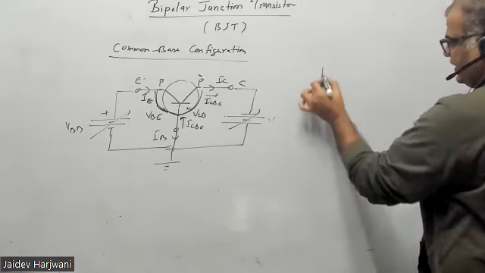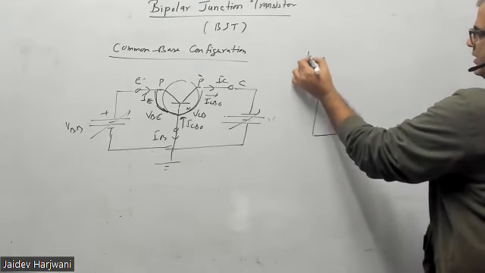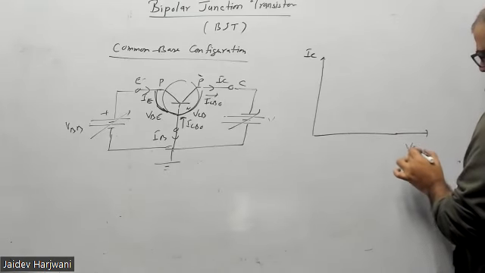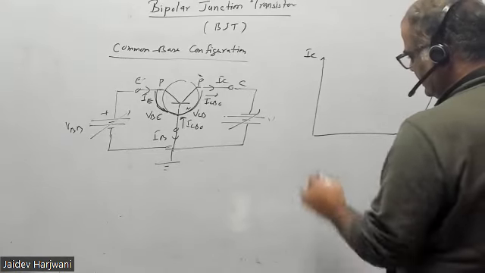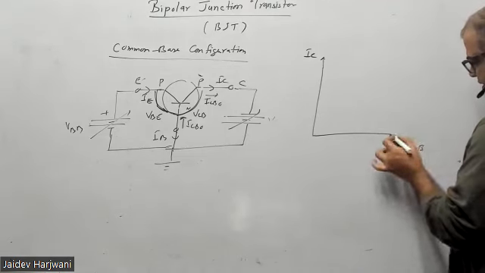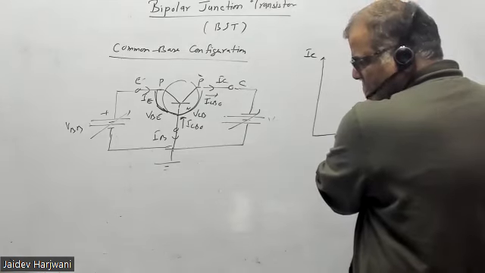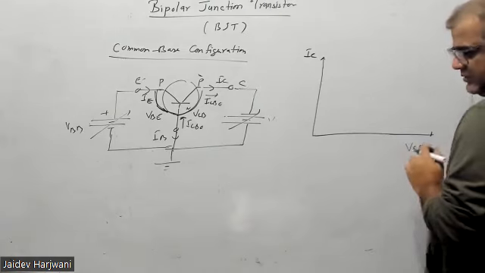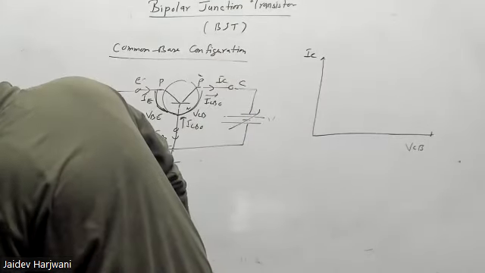Now I am plotting this curve, IC versus VCB, okay. And I told you that this has to be negative. So VBC, I'm plotting this positive, okay, no issue. So how do the characteristics come if I draw this one?